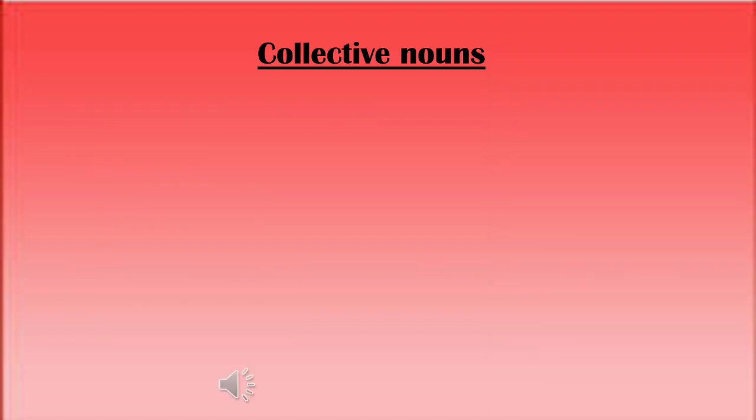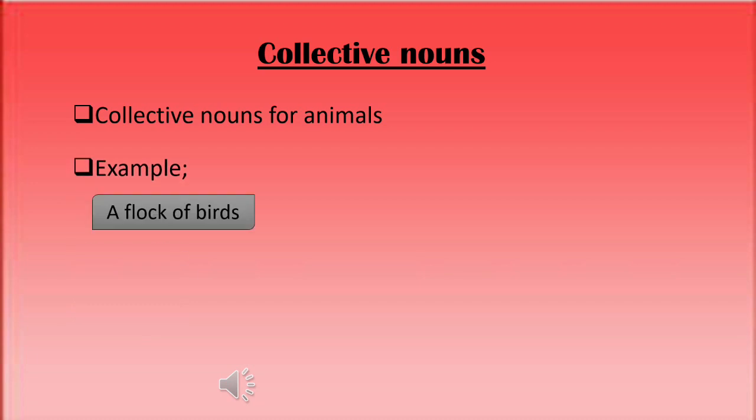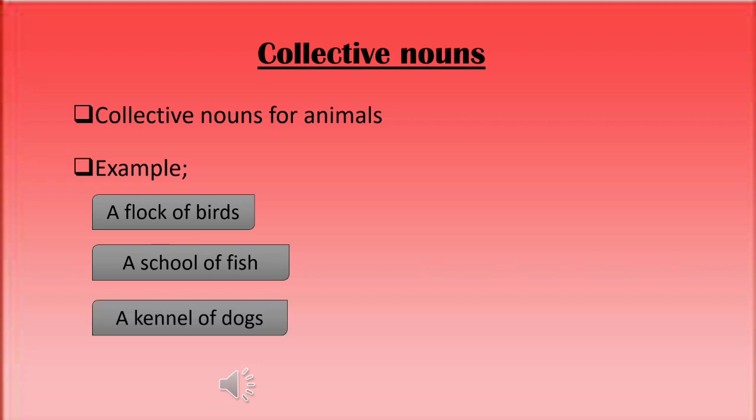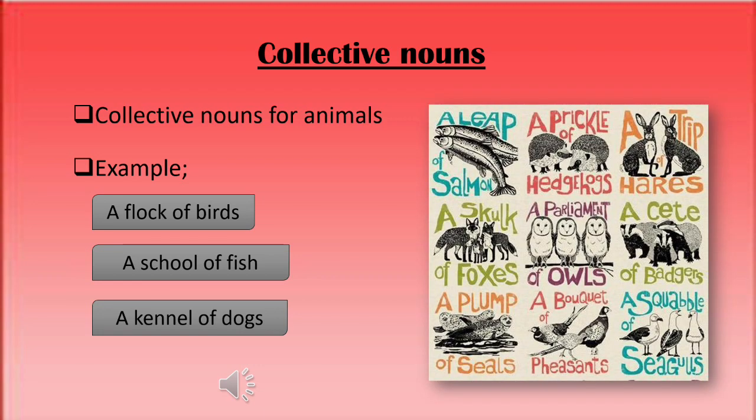Now let's see some collective nouns which can be used for animals. Here are some examples. A flock of birds, a school of fish, a kennel of dogs. These are some collective nouns that you can use for animals. From the picture also you can see some more collective nouns like a leap of salmon, a plump of seals. These are some examples of collective nouns which can be used for animals.